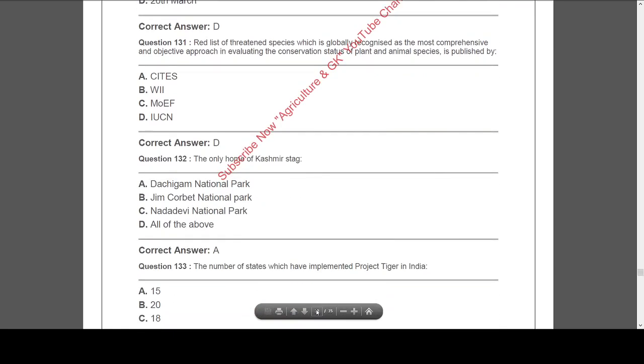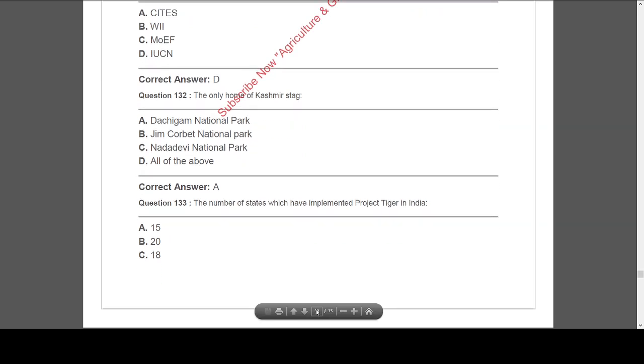Red list of threatened species, which is globally recognized as the most comprehensive and objective approach in evaluating the conservation status of plants and animal species, is published by option D, IUCN. The only home of Kashmir stag is option A, Dachigam National Park.